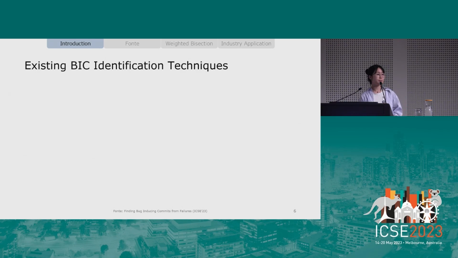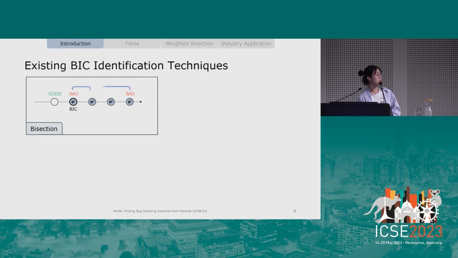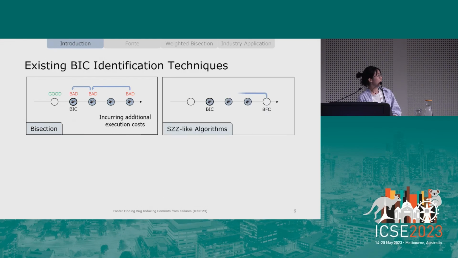So to identify the BIC, people have come up with various techniques. The first one is the famous bisection method that performs a binary search on the commit history using bug revealing inputs or test cases. Consequently, this usually incurs additional program execution or analysis cost. The second one is the SZZ-like algorithm that uses the bug fixing commit to trace back to the BIC. Therefore, this cannot be done during debugging because there is no bug fixing commit yet.